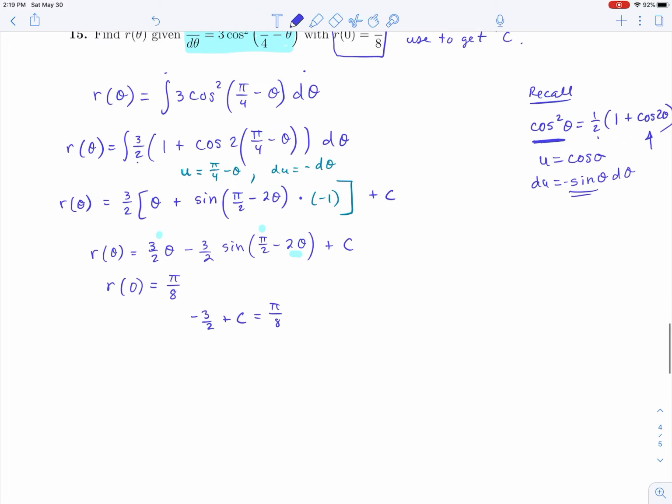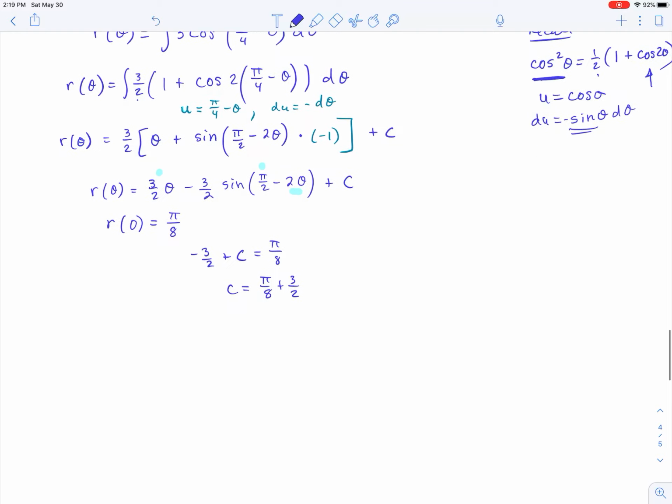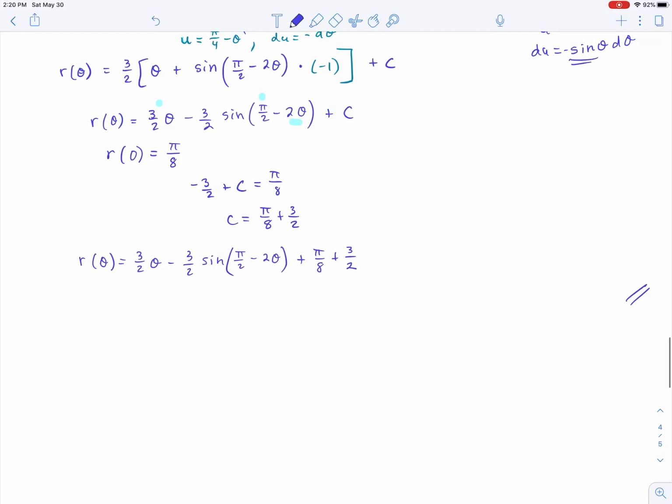And then c equals pi over 8 plus 3/2. And so r of theta is 3/2 theta minus 3/2 sine of pi over 2 minus 2 theta plus pi over 8 plus 3/2. And that's it. That finishes 5.5, and all we have left is the integration by parts.